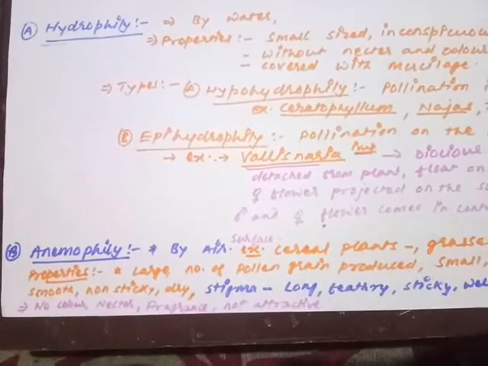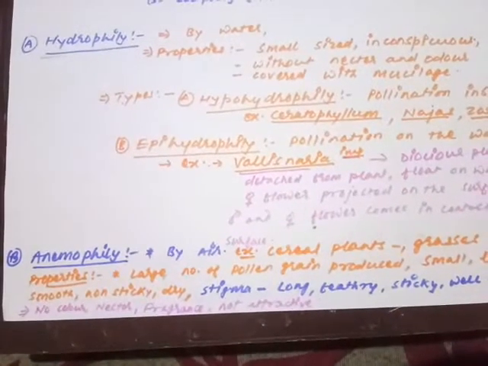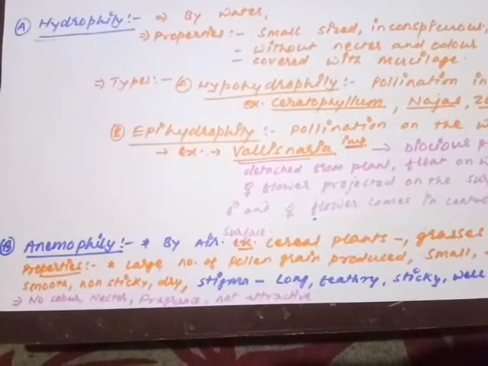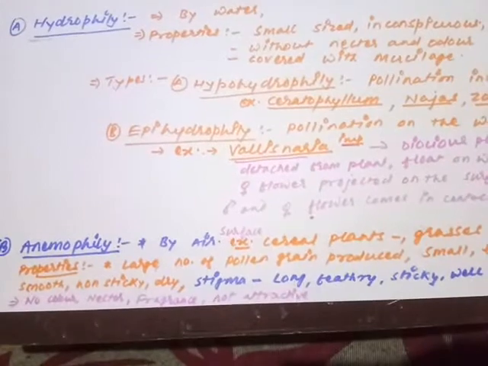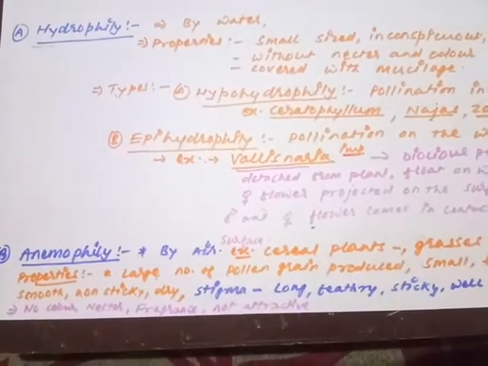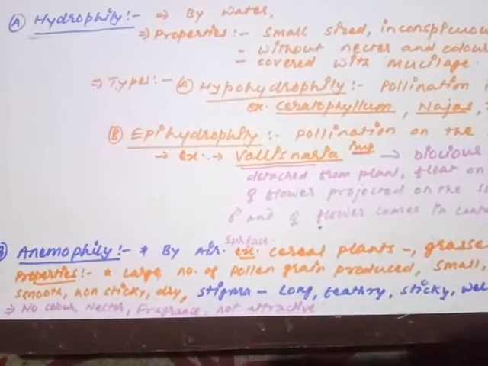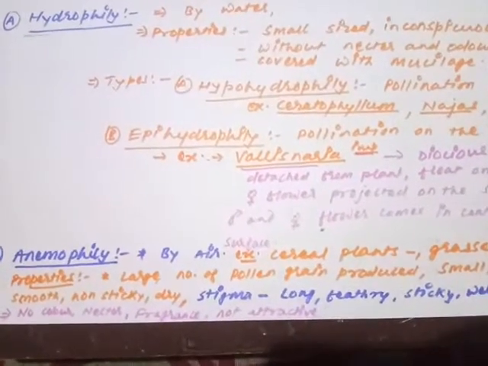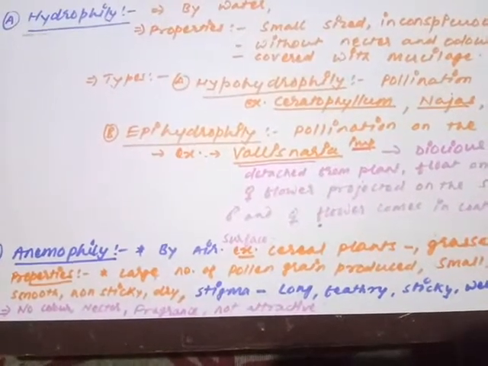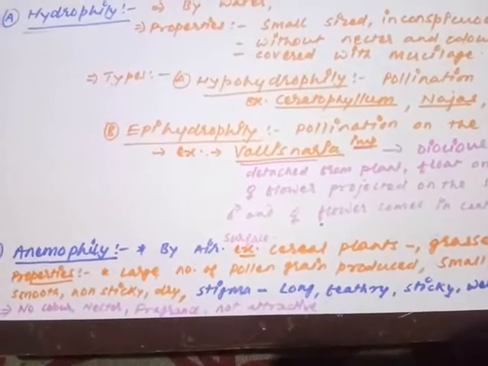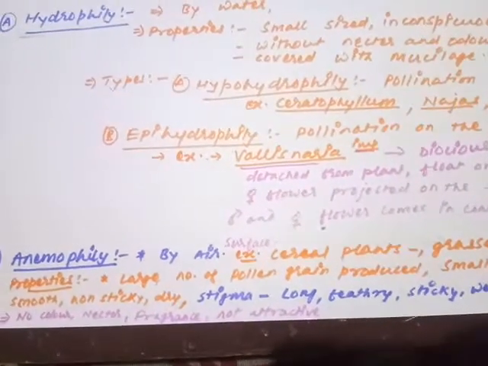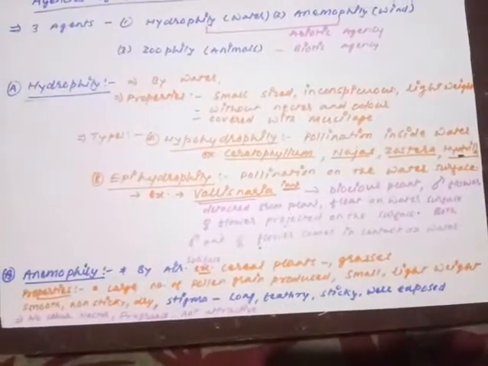One important property: the anemophilous flowers are without nectar, without fragrance, and they are not attractive flowers. There is no fragrance, and no color present. They are white, dull colored. There is no color, no nectar, no fragrance present. They are not beautiful flowers, not brightly colored flowers. So this is what anemophily is.